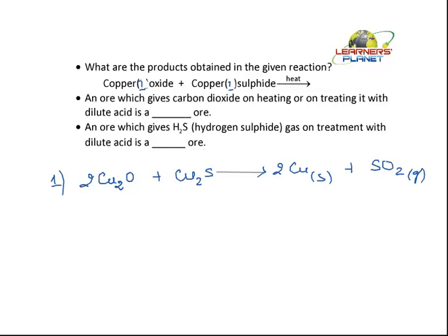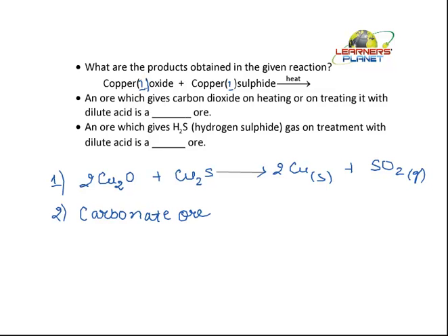We discussed this while extraction, in the roasting of copper. Now what is our next question here? An ore which gives carbon dioxide on heating or on treating with dilute acid is a dash ore. So it is releasing carbon dioxide. What type of ore does it have to be? It is a carbonate ore.